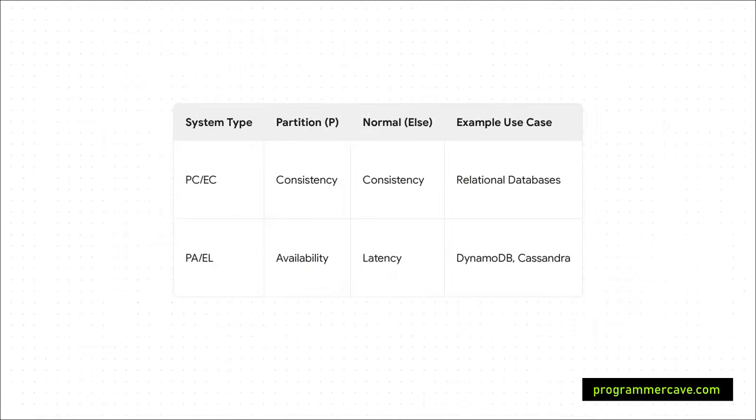And this framework is so powerful because we can actually classify entire database systems by the choices they make. Take a look at that first row. A P/EC system chooses consistency during a partition and consistency during normal operation. These are your classic relational databases. They value correctness above all else. Now look at the second row, the PA/EL systems. They choose availability during a partition and low latency when things are running smoothly. This is the world of NoSQL databases like DynamoDB or Cassandra, systems built for insane speed and uptime.